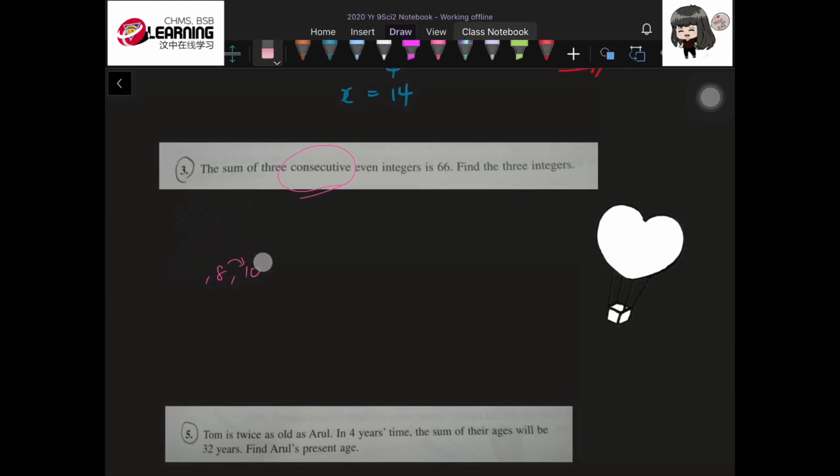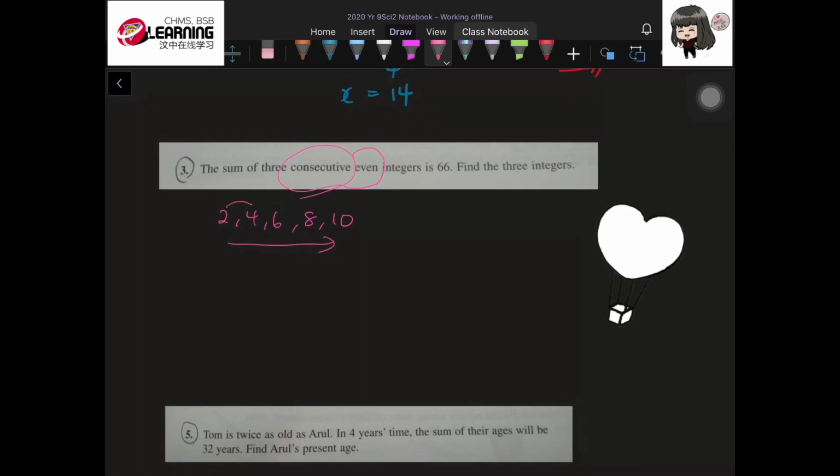But in this question, it says consecutive even. So consecutive even means continuous in even numbers. Okay, what is an even number? An even number is 2, 4, 6, numbers that can be divided by 2. Okay, 8, 10, these are even numbers. Alright, so continuous even numbers, or consecutive even numbers, are like this.